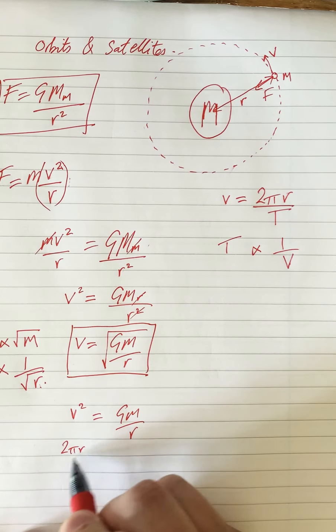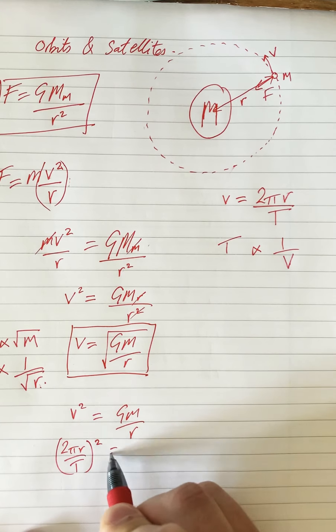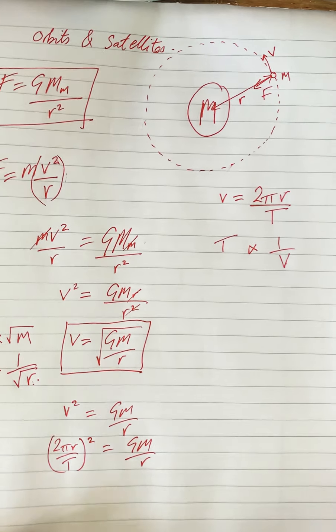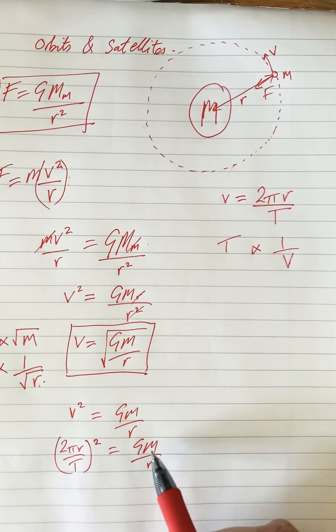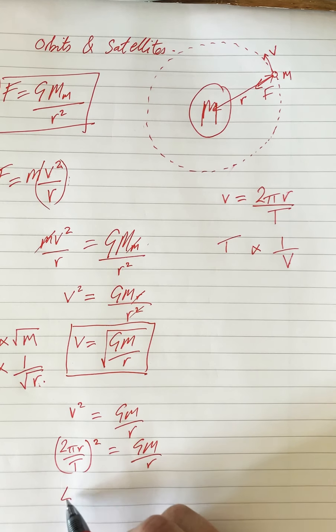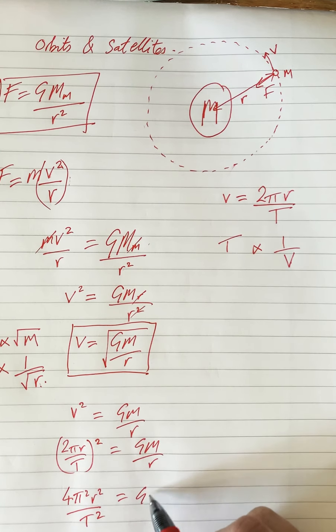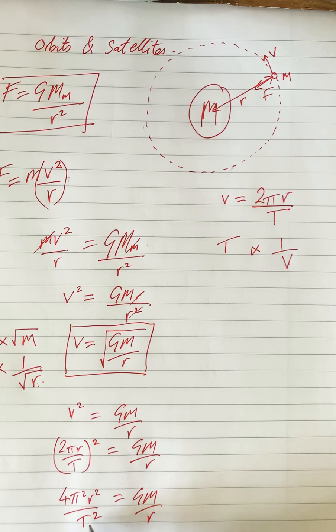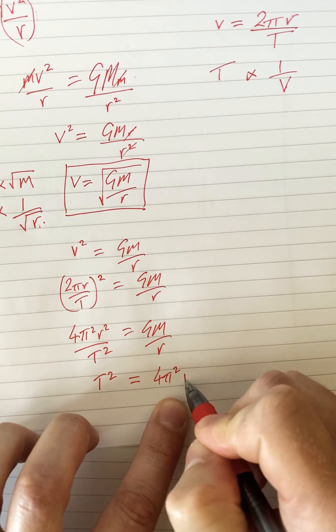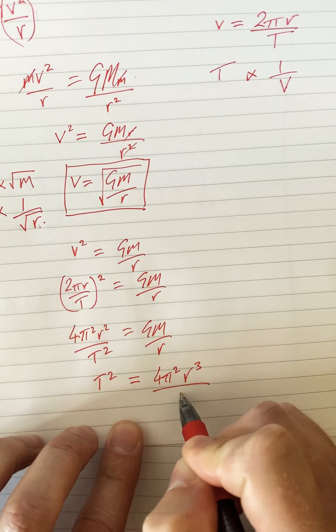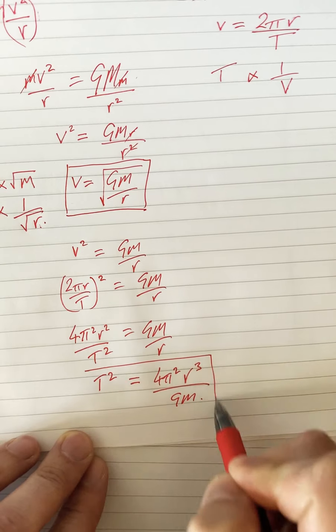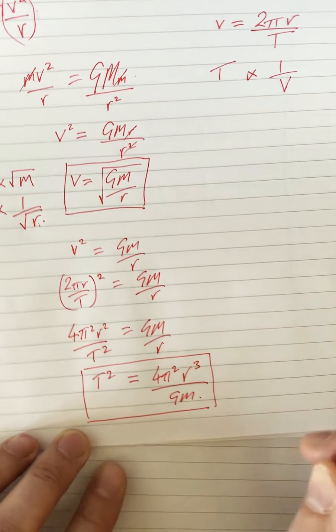So (2πr/T) all squared equals GM over r. And if I expand this out and then rearrange for T, I've got 4π²r²/T² = GM/r. If I rearrange for T², I'll have T² equal to 4π²r³ over GM. Okay, and that's a nice expression as well.